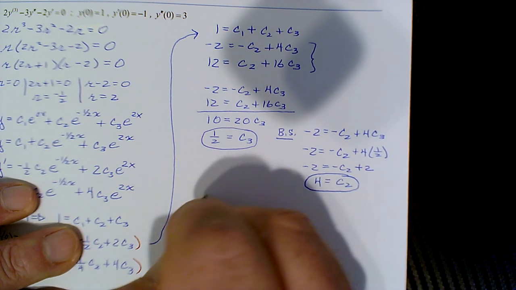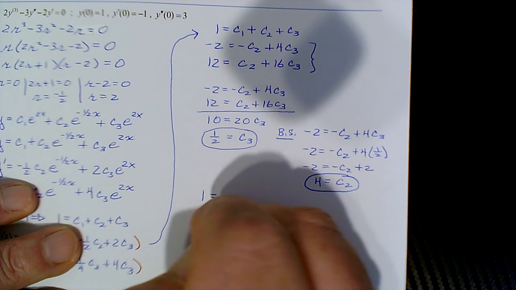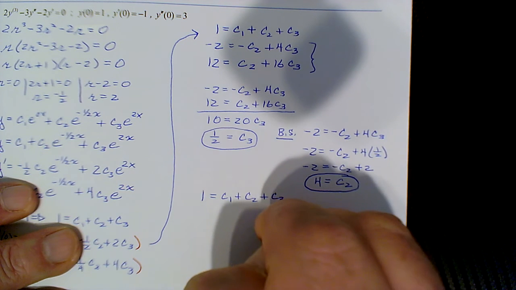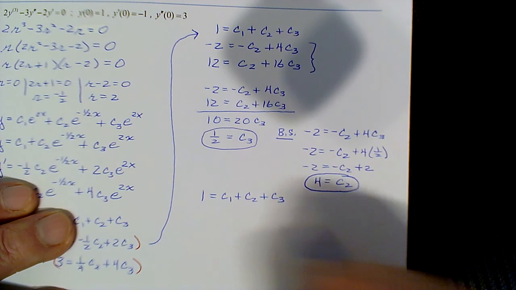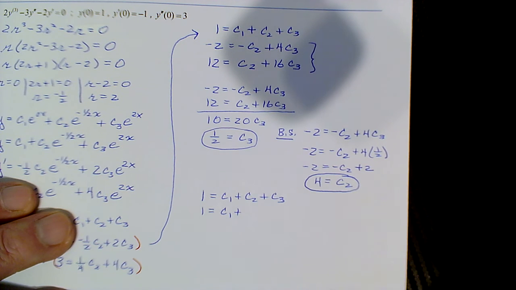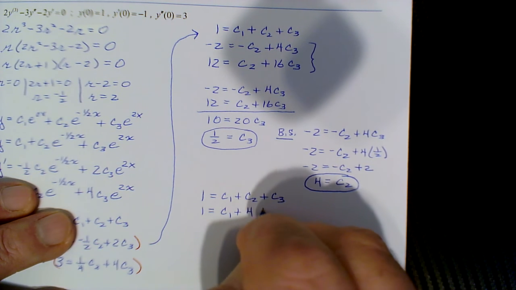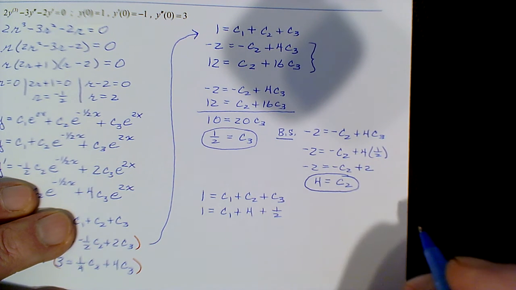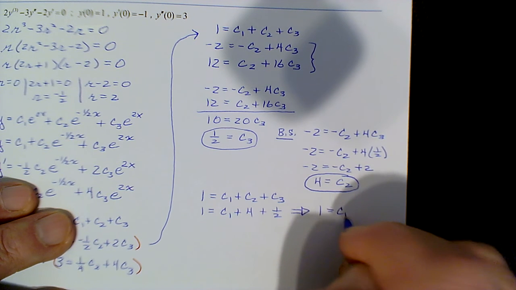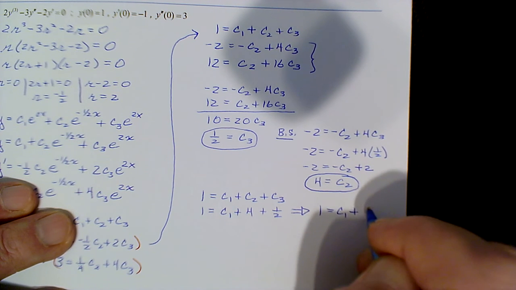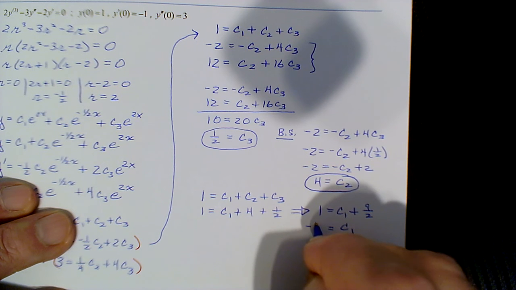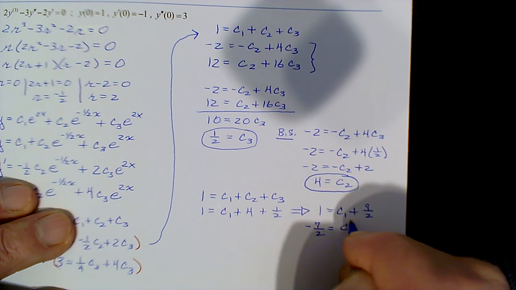And then go back to the first equation containing all 3 of the constants, and replace c2 by 4 and c3 by 1/2. So then we get 1 equals c1 plus 9 halves. So c1 would be negative 7 halves.